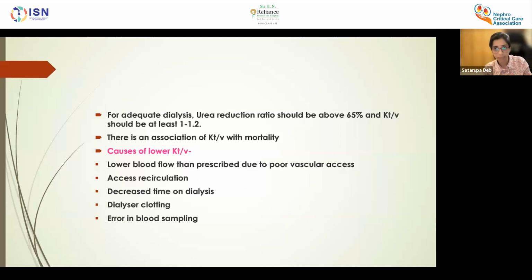And the pre-dialysis BUN sample is easy. You collect it before the start of dialysis, from the arterial port. Arterial port. Of the arterial port. That is important to remember.